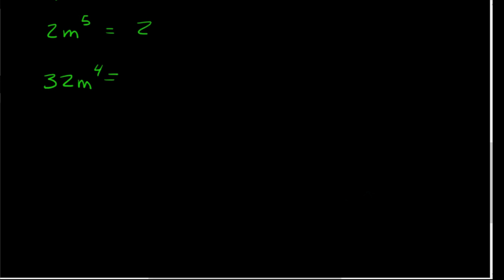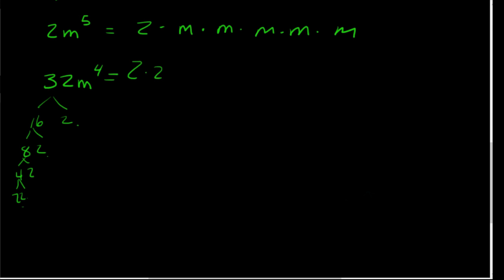The 2m to the 5th is 2 times m times m times m times m times m. And 32m to the 4th, well, 32 breaks into 16 and 2, which breaks into 8 and 2, which breaks into 4 and 2, which breaks into 2 and 2. So we've got 1, 2, 3, 4, 5 2's, so 2 times 2 times 2 times 2 times 2. And then we've got m to the 4th, so times m times m times m times m.